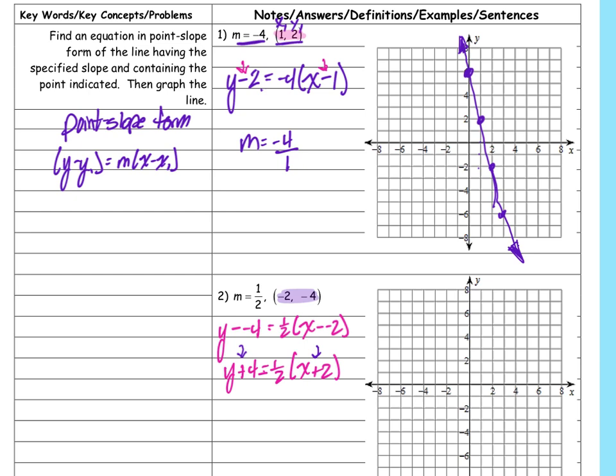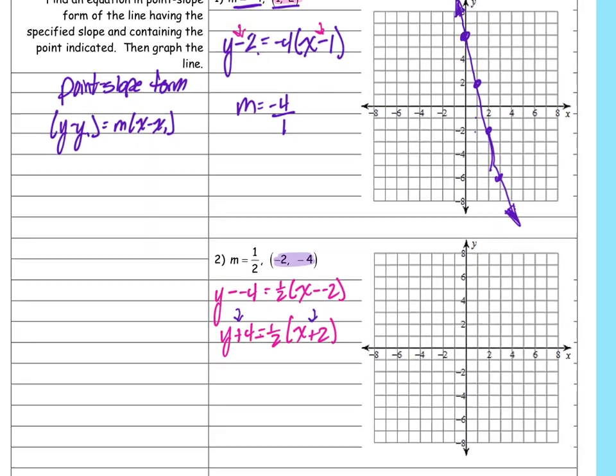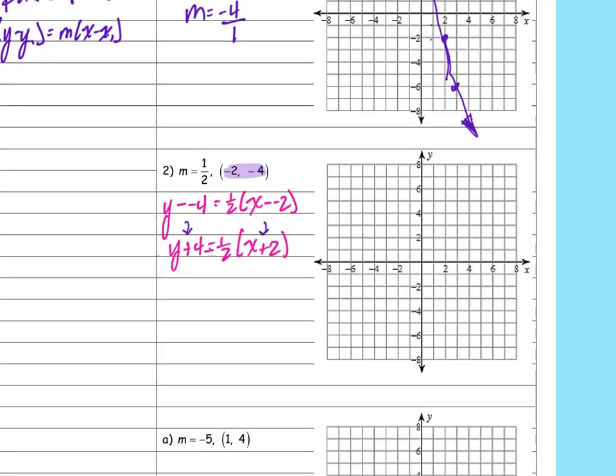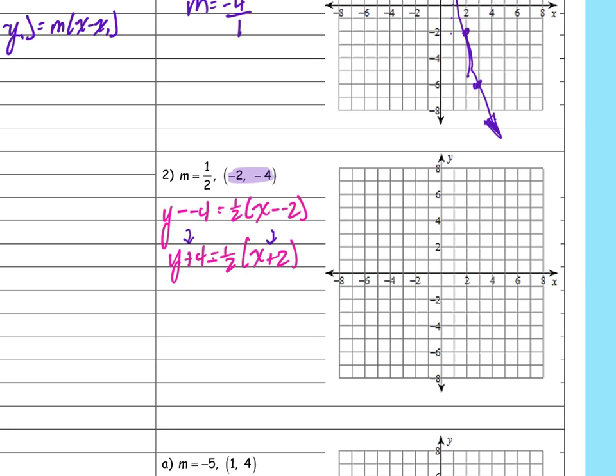Okay. So I'm going to start at -2, -4. 1, 2, 3, 4. There's my point on the line. And then I'm just going to do my slope up 1 over 2. So up 1 over 2. And I get my y-intercept. Up 1 over 2, up 1 over 2. Okay. And there's my line.